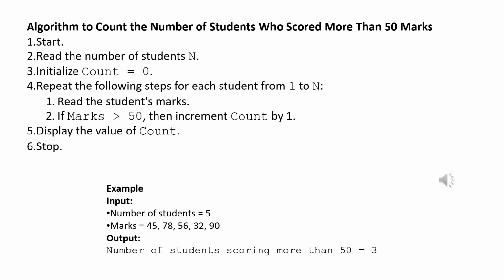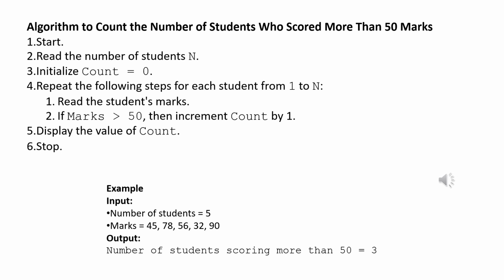Algorithm to count the number of students who scored more than 50 marks. The algorithm is as follows. First step, start. Second step, read the number of students n. Third step, initialize count equals 0.